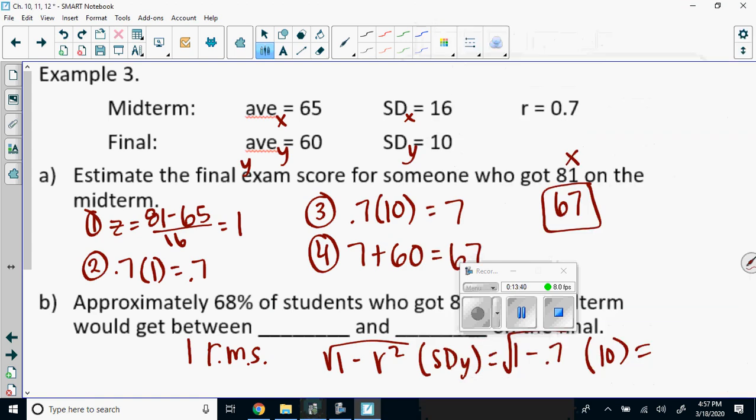7.1. Okay, what that means is we would expect 67, give or take 7.1, is where 68% of our students should fall. So if we do 67 plus 7.1, that is 74.1. 67 minus 7.1 is 59.9.